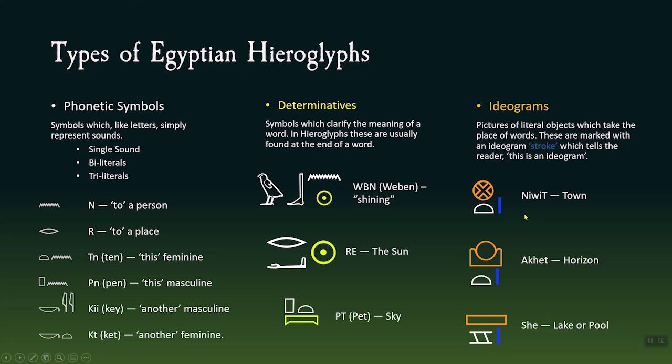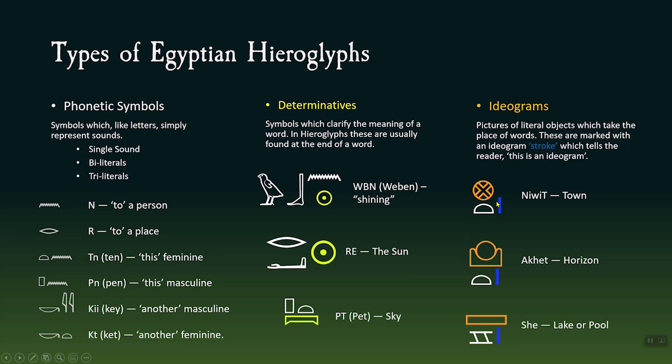So in the most primitive form of language, ideograms are pictures. So in this case, we have Niwit. And you can see this is the picture of crossroads, two roads meeting one another. And of course, where two roads meet, you generally have a town, right? A trading center. And it ends with the phonetic symbol for T.